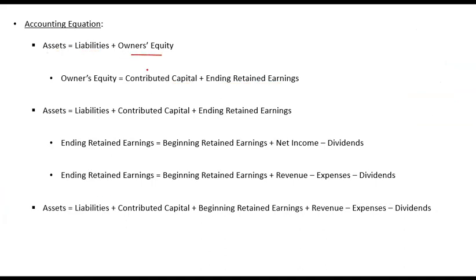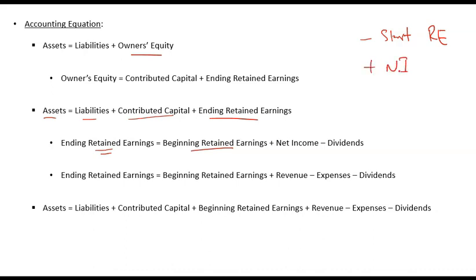So this owner's equity can be replaced by contributed capital and ending retained earnings, because owner's equity is contributed capital plus ending retained earnings. So assets become liabilities plus contributed capital plus ending retained earnings. Now, how do we arrive at this ending retained earnings? There is a beginning balance of retained earnings, that is at the start of the year. At the start of the year you will have some retained earnings reserve with you. Then during the year you will make income. When you generate income or make profit, that adds to these retained earnings.